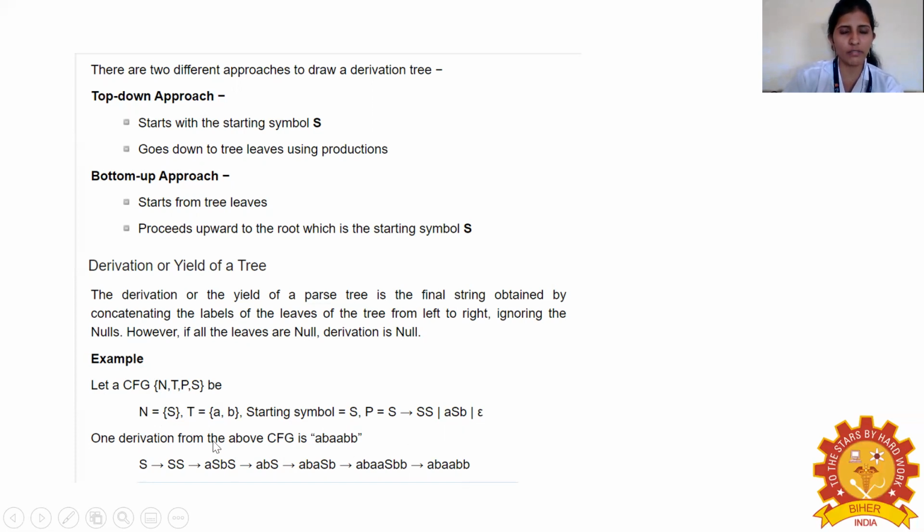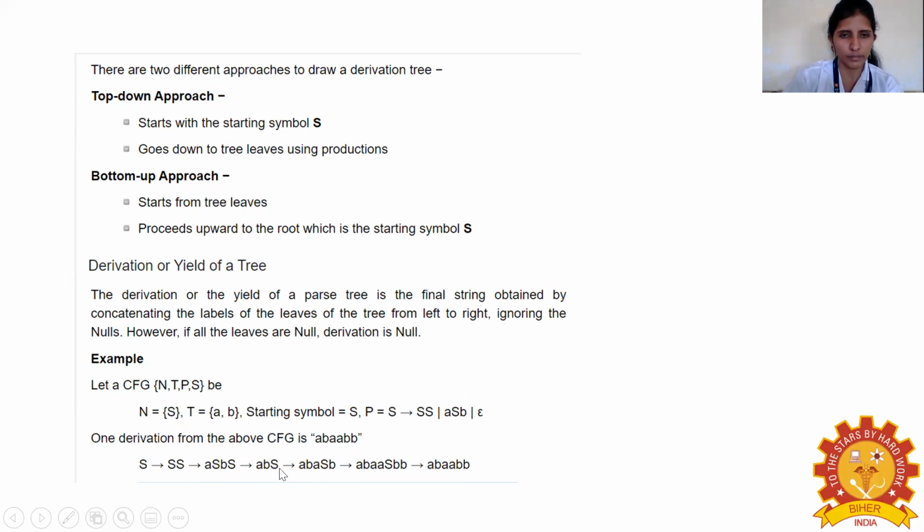So one derivation from the above CFG is this. How do we get this? First we apply the first production rule, that is S → SS, and for the left S, we substitute the next production rule, aSb. So we get aSbS. Then for the left-hand side S, we substitute the next production rule, that is nothing but epsilon. So we get abS.